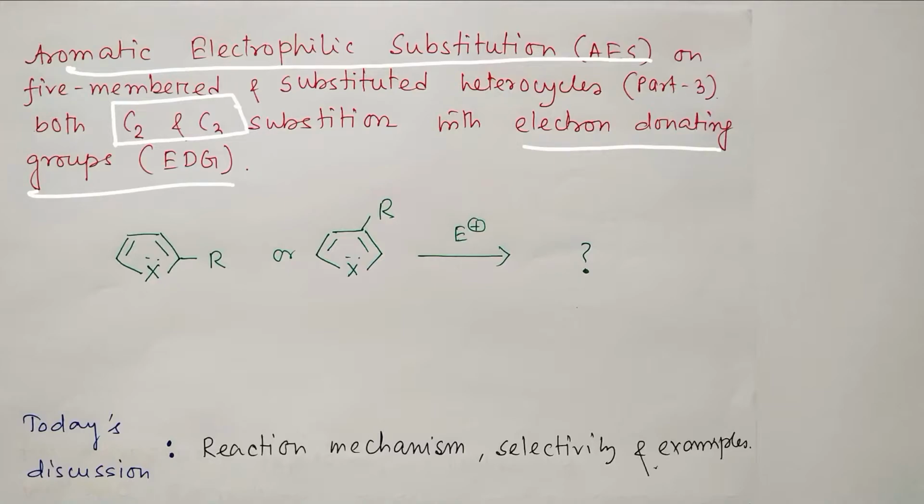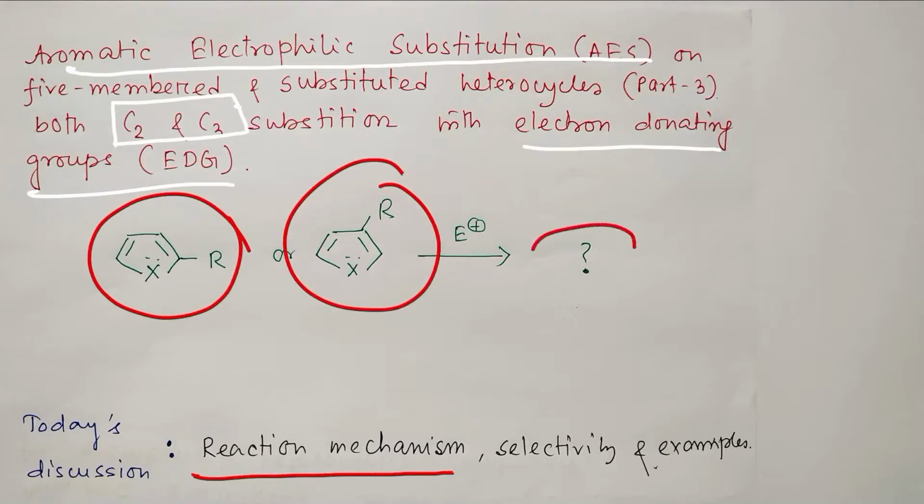So today we will discuss mainly the reaction mechanism for this process. Means, if these react with an electrophile, what will be produced? So first of all we will discuss the reaction mechanism, selectivity, and finally we will discuss some examples and some strategies. Okay, so lots of chemistry to be learned in this video. Please watch the video until the end with a cool mind.